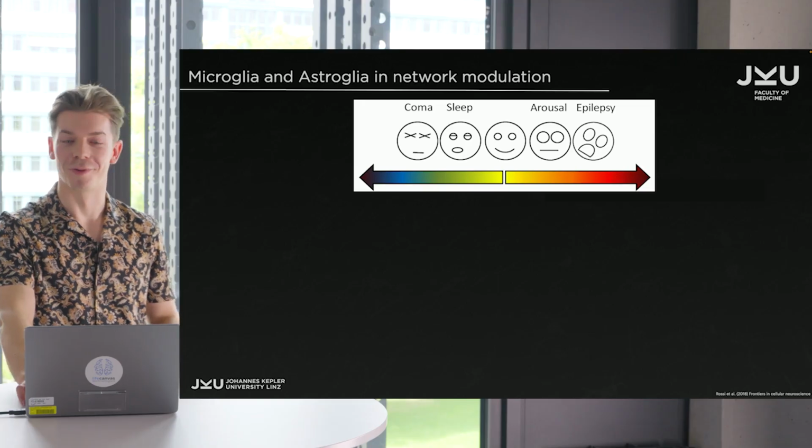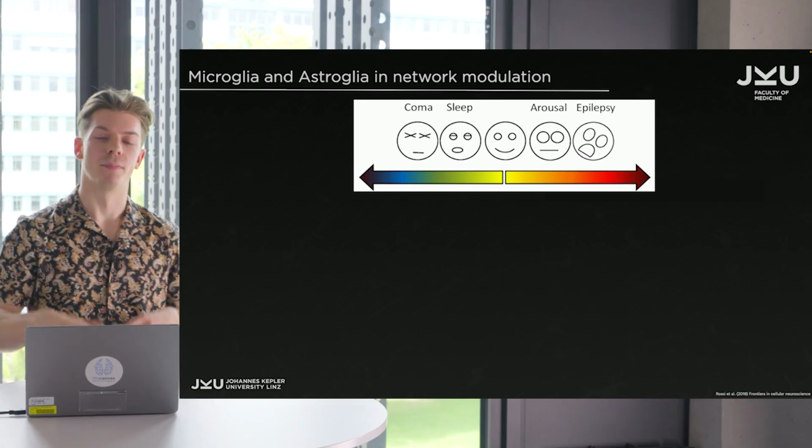Going back to our previous model and to our question, what modulates network states, we also look at different pathways and different key players within the brain that could play a role in regulating neuronal activity and synchronized behavior.